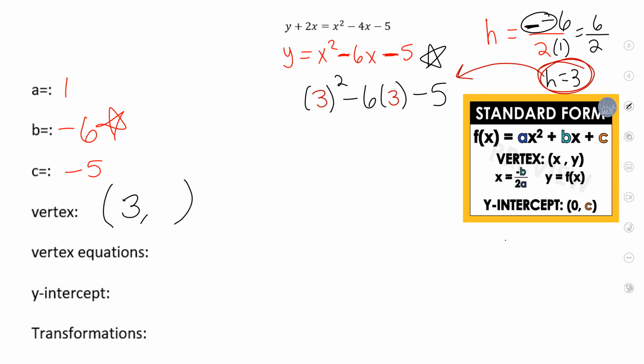3 squared is 9 minus 6 times 3, 18 minus 5. So you can either do this in your head or you can use a calculator. What is 9 minus 18? Negative 9, and then still you need to subtract 5. Negative 9 minus 5, negative 14. So this is negative 14.